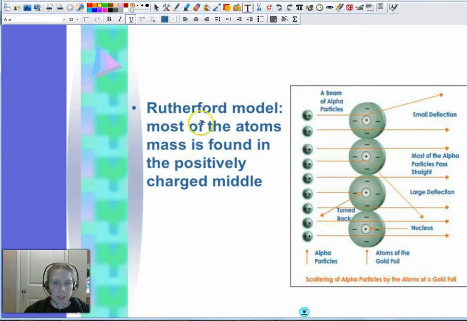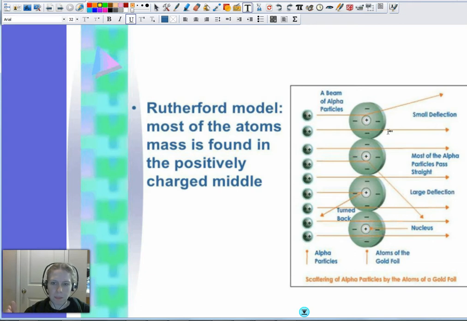So the Rutherford model: he proposed that most of the atom's mass was found in a positively charged middle, and this is what he did with his famous gold foil experiment. Essentially he took a piece of really, really thin gold foil, he shot alpha particles at it, and he had a background to catch the alpha particles to show where they were hitting.